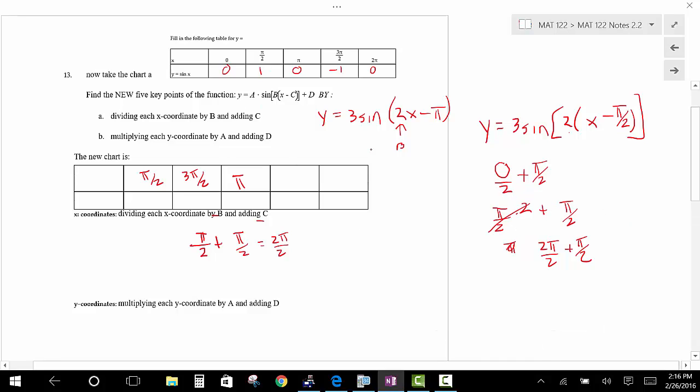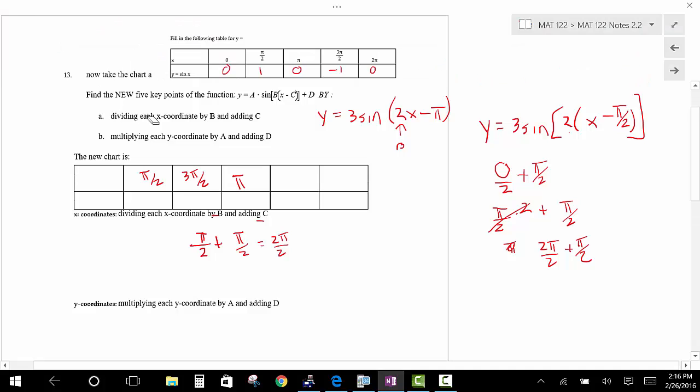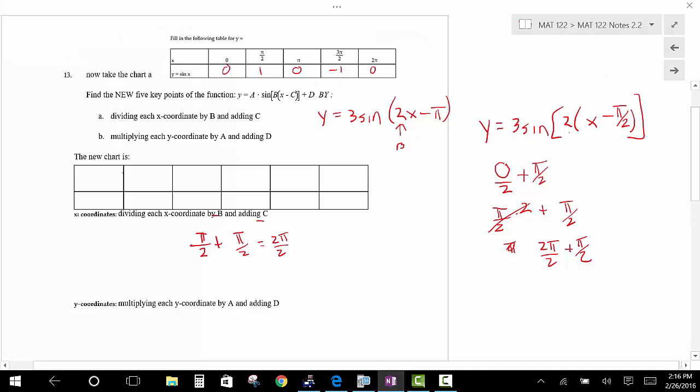I just realized I messed up on one of my points, so let me go through and correct that. I'm kind of getting in a hurry here. Let's erase that, and I'm going to back up and start with the pi over 2, just to get this down a little bit better. So we start with the 0. We multiply it by 2 and then add the phase shift in the factored form. So we take the 0 times the value of b, which is 2, and then add the phase shift, which is pi over 2. So that gives pi over 2. So your first point's pi over 2.